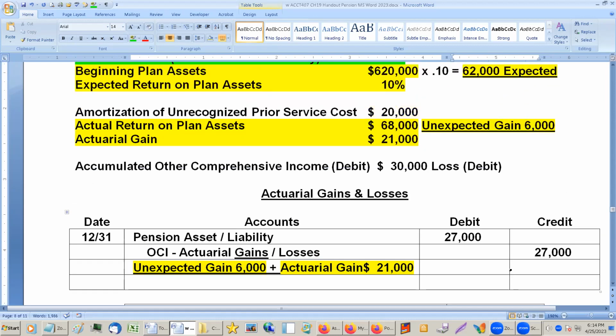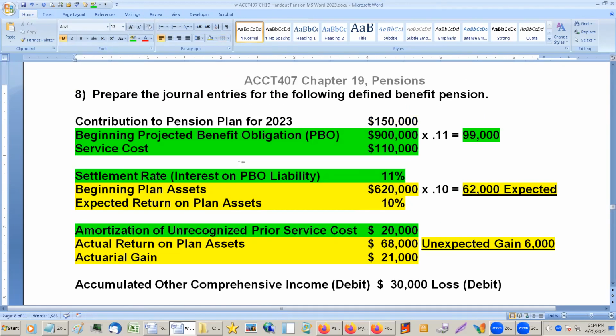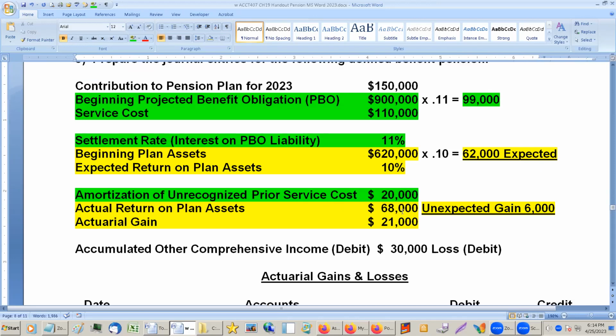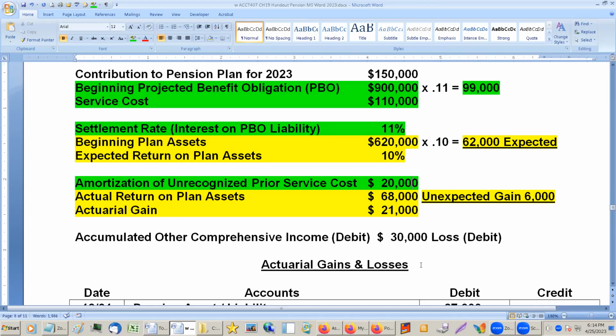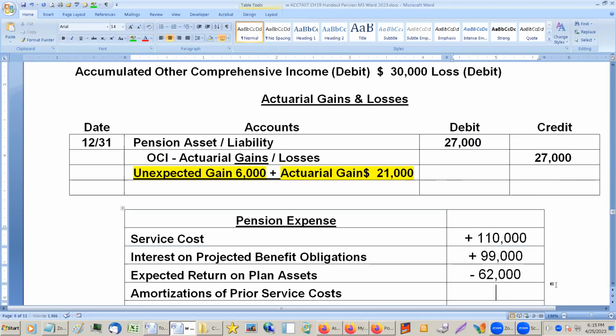Amortization of prior service costs. I don't think, oh, we do have that. I'm sorry. Yes, we have that right there. So amortization. These are prior service costs that we recognized in the past. And as they earn it, which we're going to learn how to do next in a few minutes, each year we're going to take a portion of it and recognize it in our regular expense. So in this case, it's 20,000.